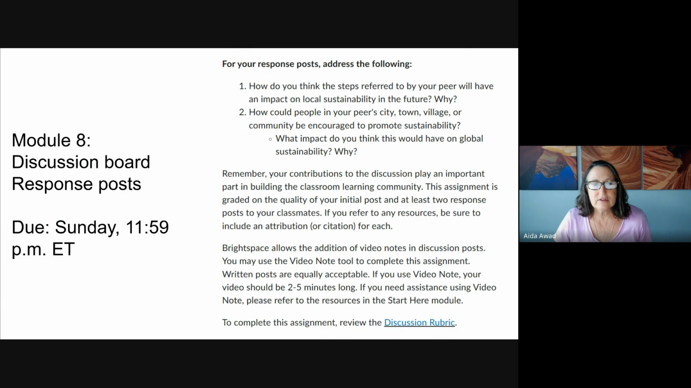First of all, consider the likely outcomes to the actions the original post presented. Specifically, what impact would they have on local sustainability? And then second, how do you think the residents of the community that the original post talks about can be encouraged to promote sustainability? And what impact would it have if it was a successful action? So 2 great things to talk about as you're reflecting on the original post in your response posts.